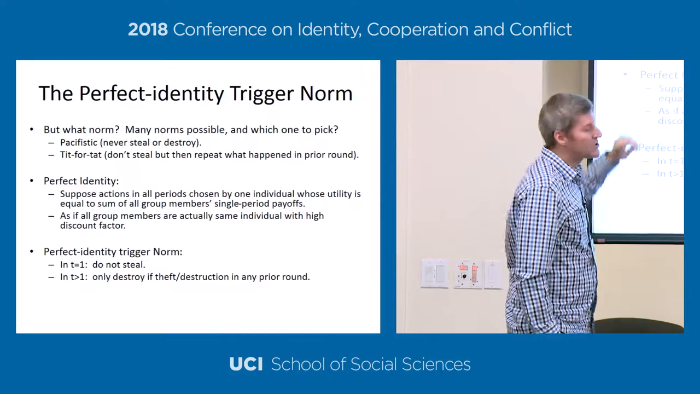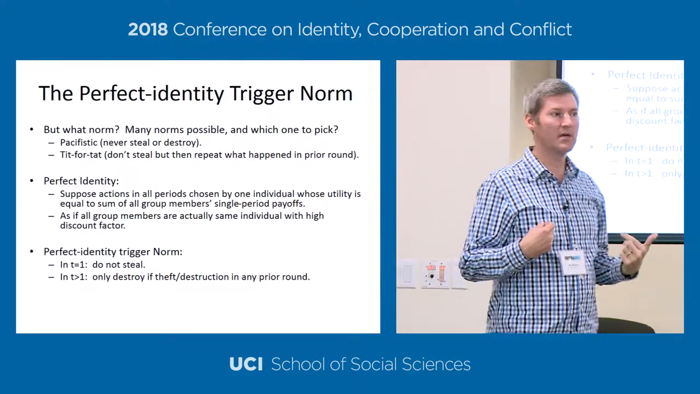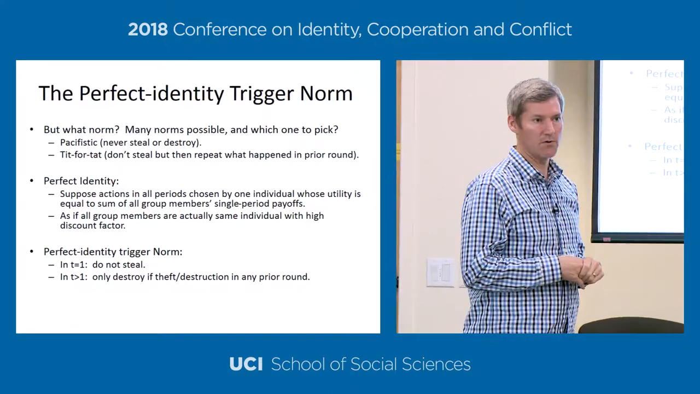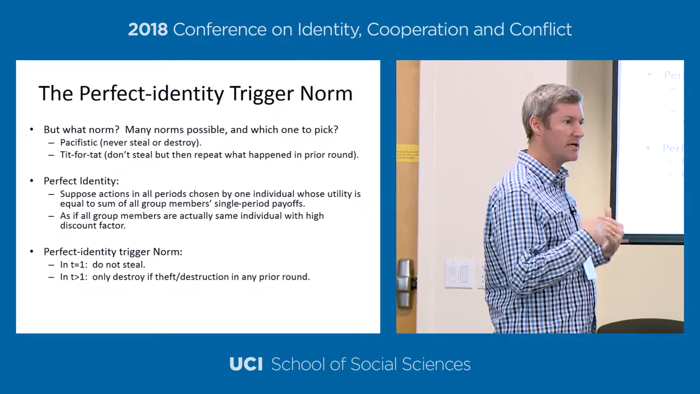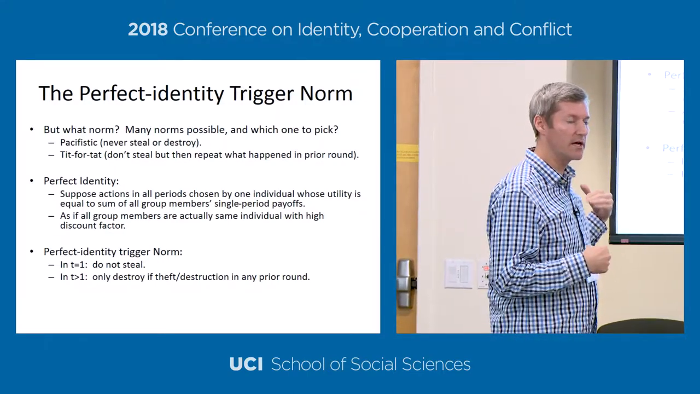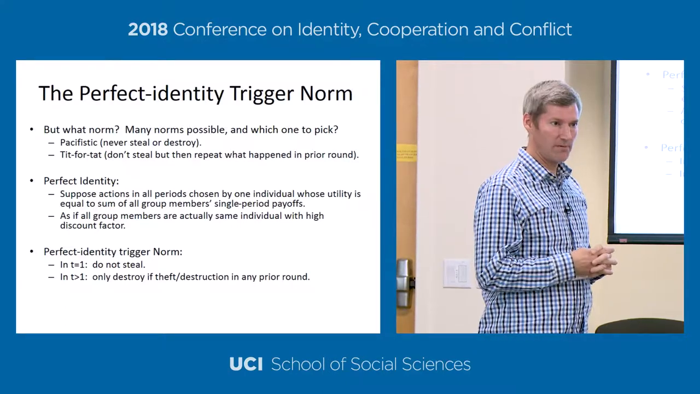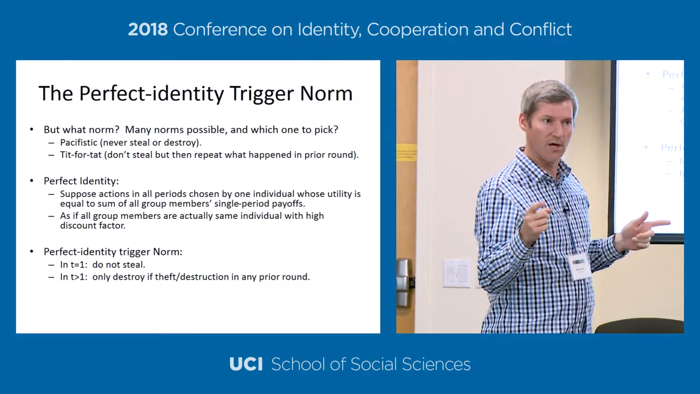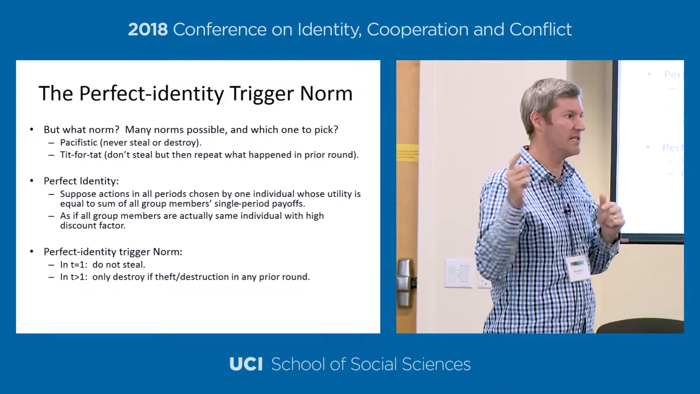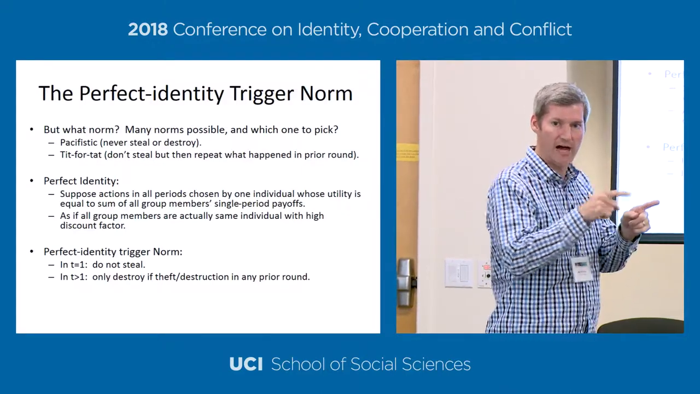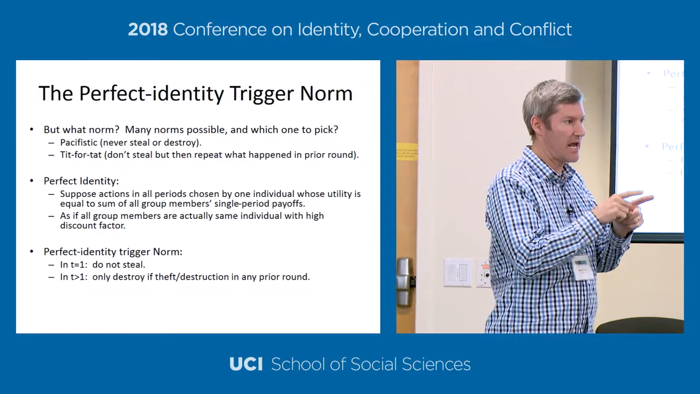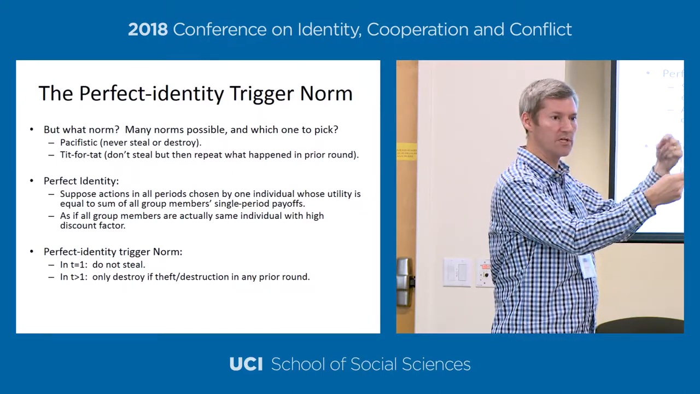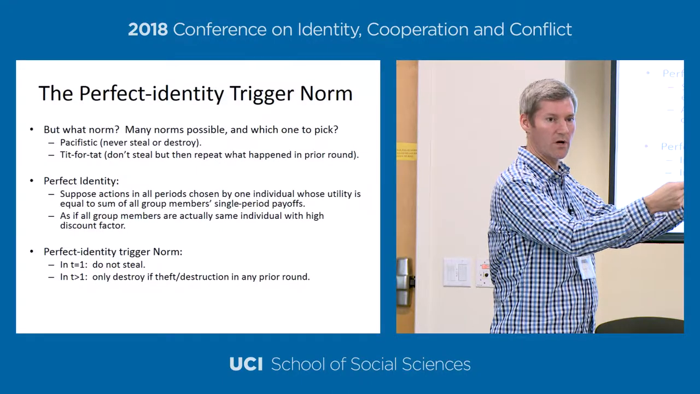Well, we're going to actually try to derive what we think might be a kind of norm that would be operating in these groups. And we call it a perfect identity norm. So mathematically, this is just applying some ideas from game theory. But conceptually, it goes like this. Imagine that each group is controlled by one person who has perfect identity with every member of that group. It's as if one person controls all the actions for that group and cares equally about the well-being of each member of that group. So in other words, it's going to be one person against one person. Okay, so it's a one-on-one game.